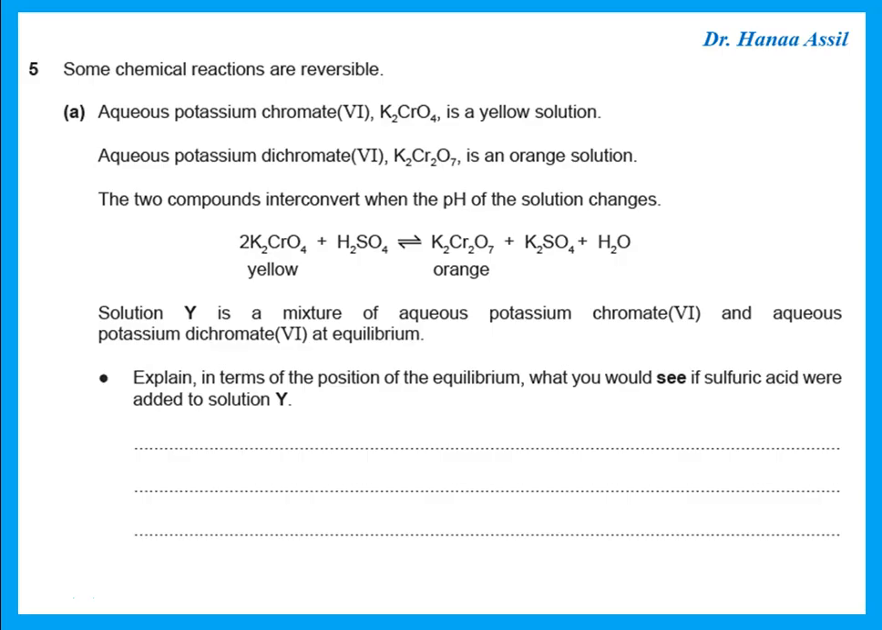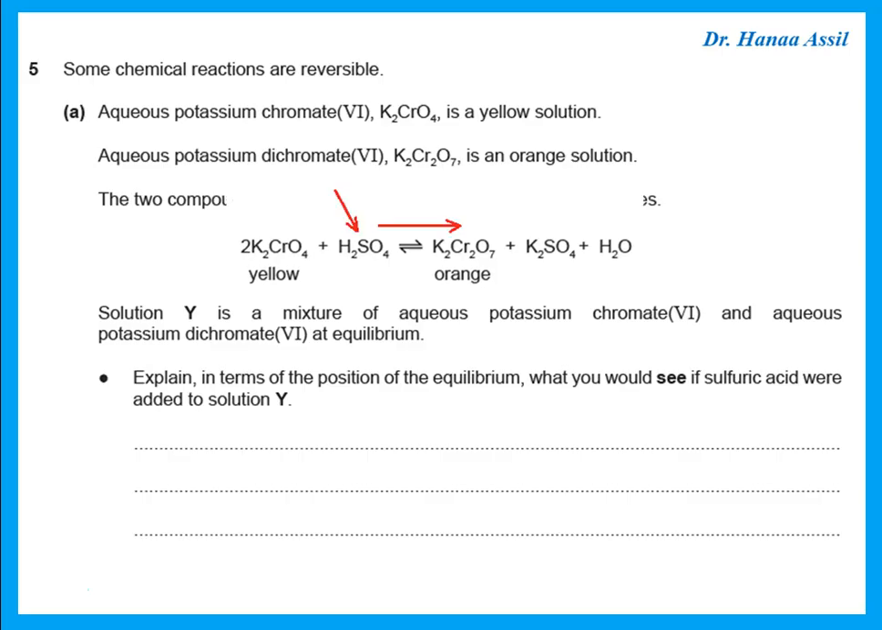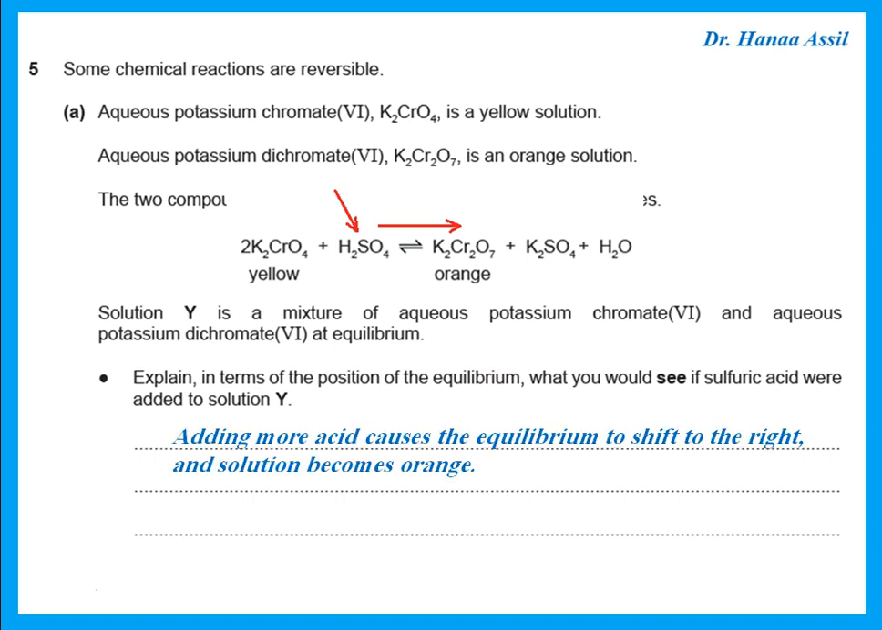Now if we add any of the reactants, then the reaction will try to use up what we're adding. So if we add one of the reactants, the point of equilibrium will shift to the right. When it shifts to the right, that means it goes forward, and it will form more of the orange solution. So adding more acid causes the equilibrium to shift to the right, so the solution becomes orange. Do we understand this? Adding any of the reactants, the equilibrium shifts to the right.